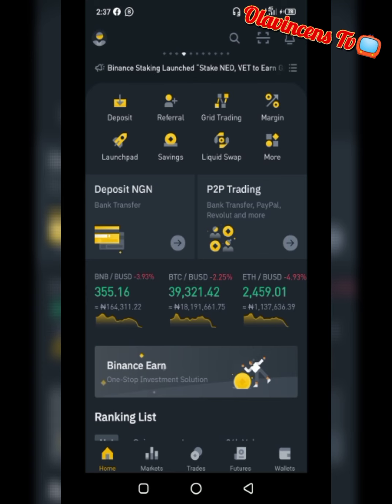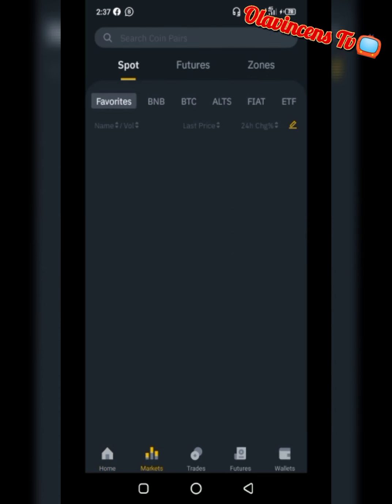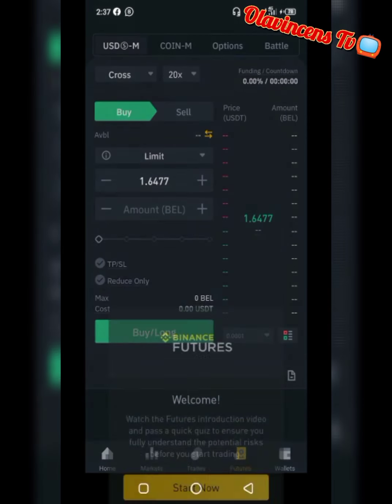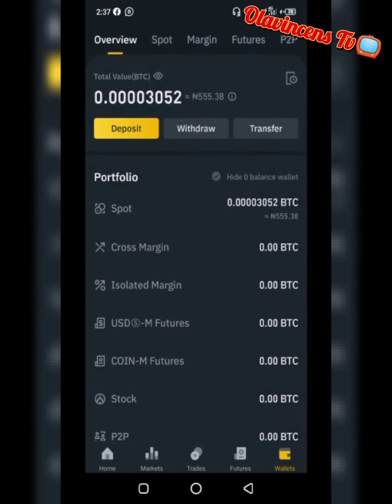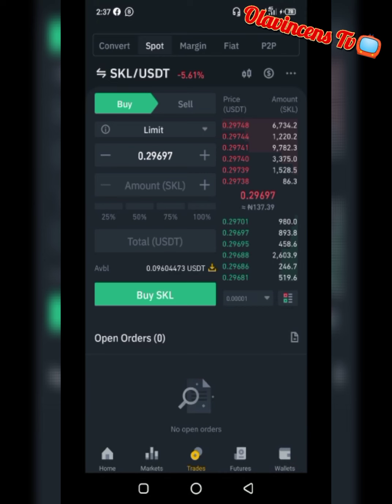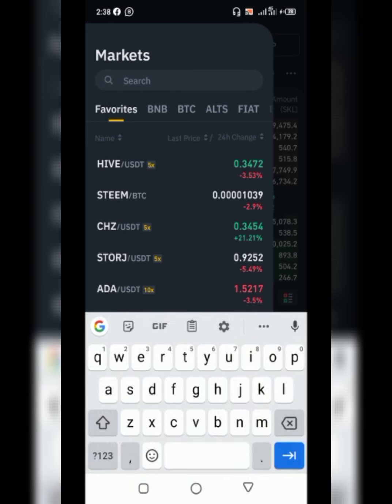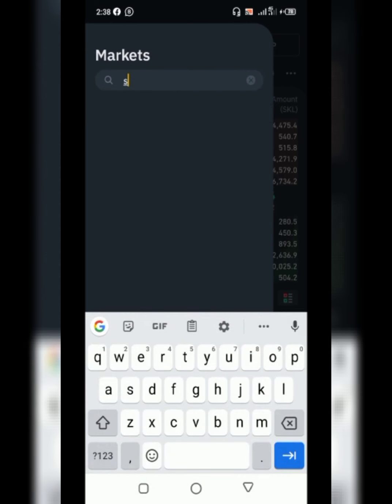You see the home, the market, the trade, the future, and the wallet. All those things are not important right now. What's important now is we go to trade. When we are in trade, after receiving the signal that we want to trade, you click here and you search the coin that you want to trade. You search it here.